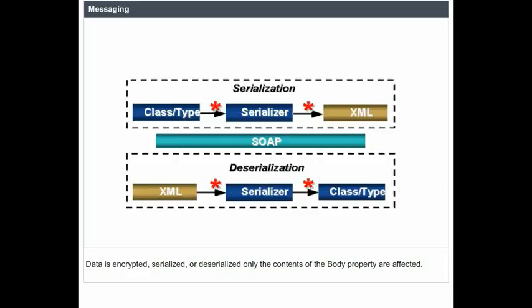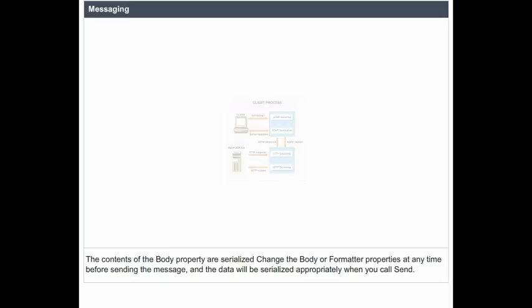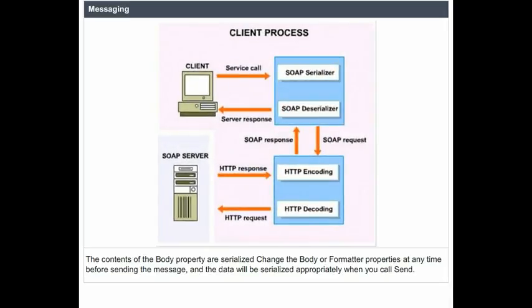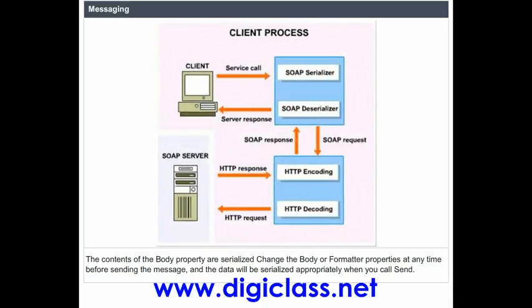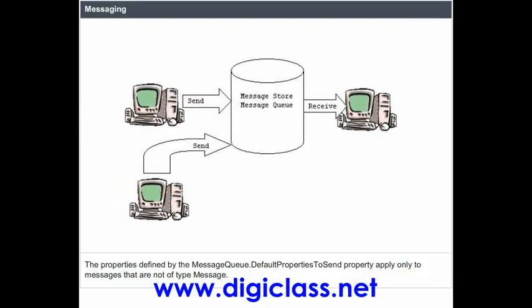Only the contents of the Body property are affected. The contents of the Body property are serialized. Change the Body or Formatter properties at any time before sending the message, and the data will be serialized appropriately when you call Send. The properties defined by the MessageQueue.DefaultPropertiesToSend property apply only to messages that are not of type Message.